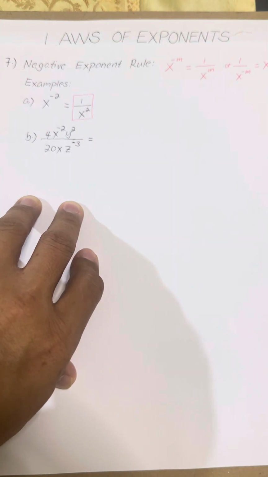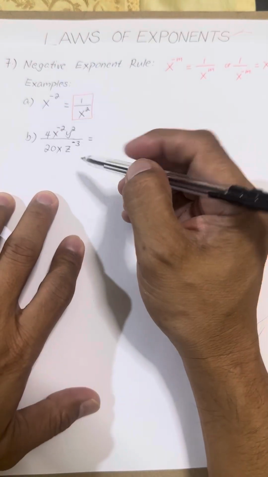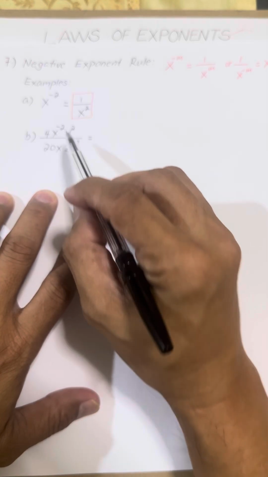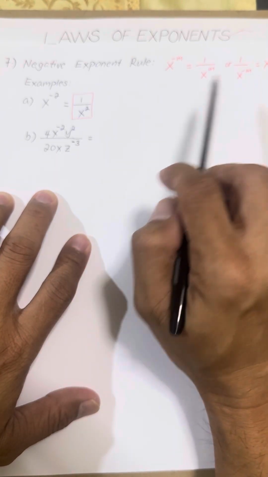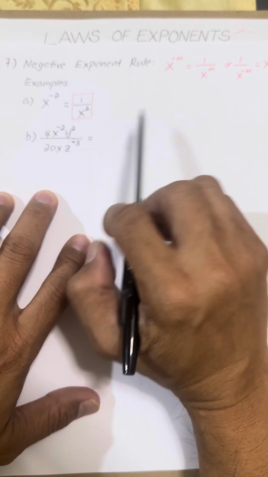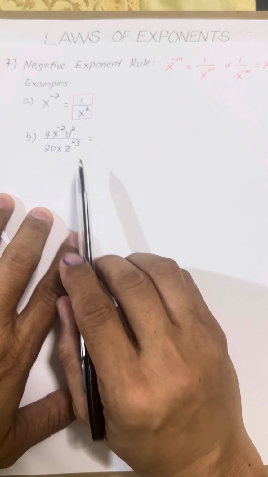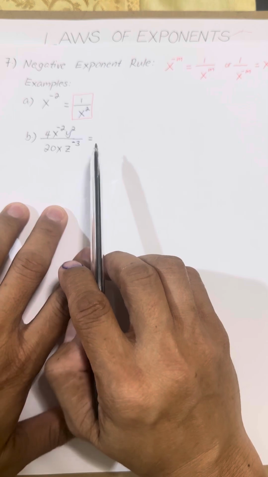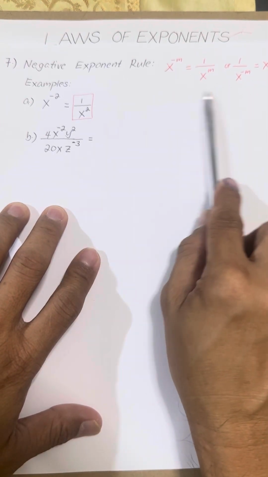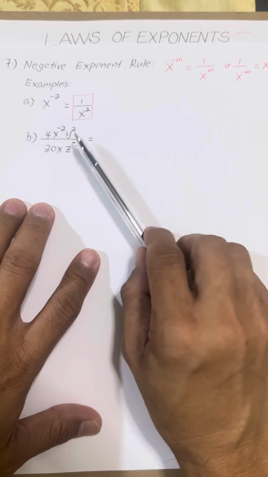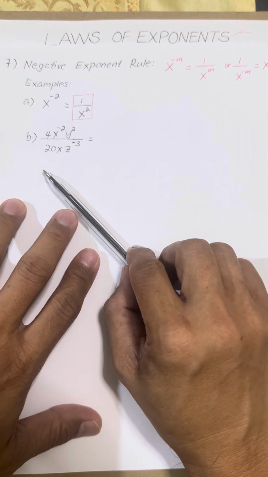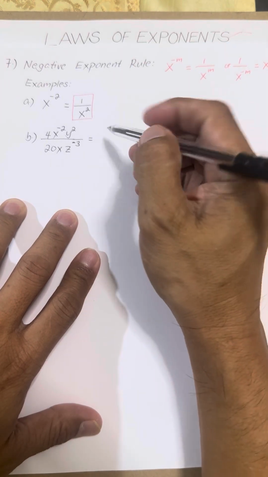How about this second example? We are given 4 times x to the power negative 2 times y to the power positive 2, divided by 20 times x times z to the power negative 3. So we will use the negative exponent rule to transform this expression.